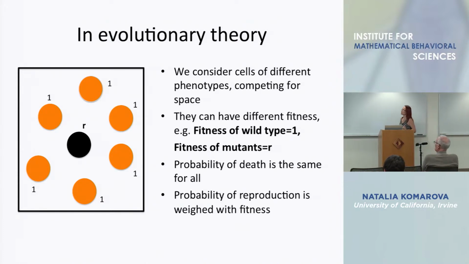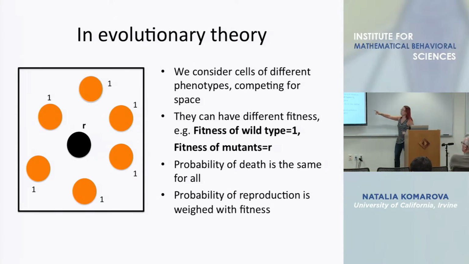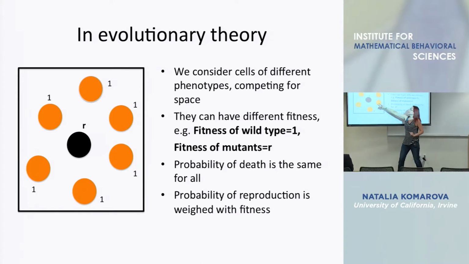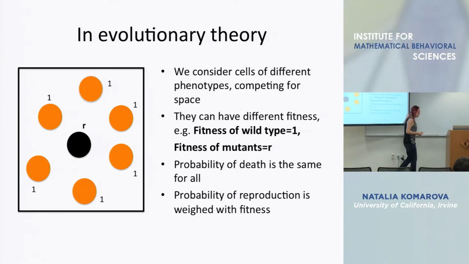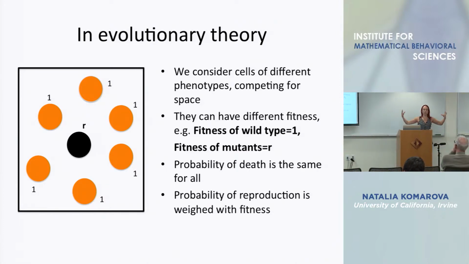Okay. Now we can talk about evolutionary theory, and maybe we have wild type, like normal cells, and mutants. So I'm going to refer to the orange ones as wild type, and black is mutant. Mutant may be different or the same. So we can assign fitness to these things. All the normal ones have fitness 1, and the different guy has a fitness R. And the question is the same. What's the probability that the mutant will eventually dominate the population?